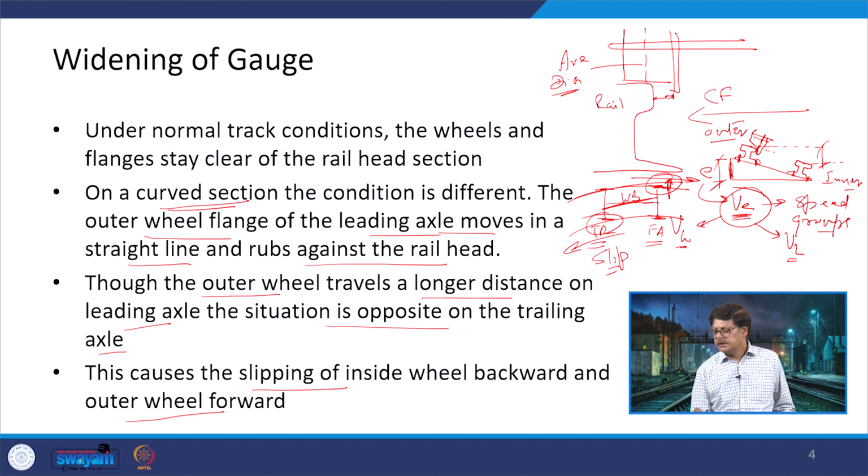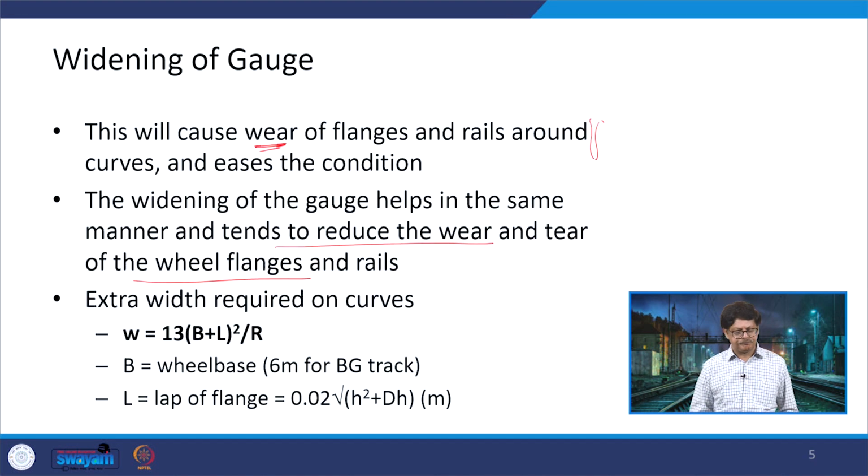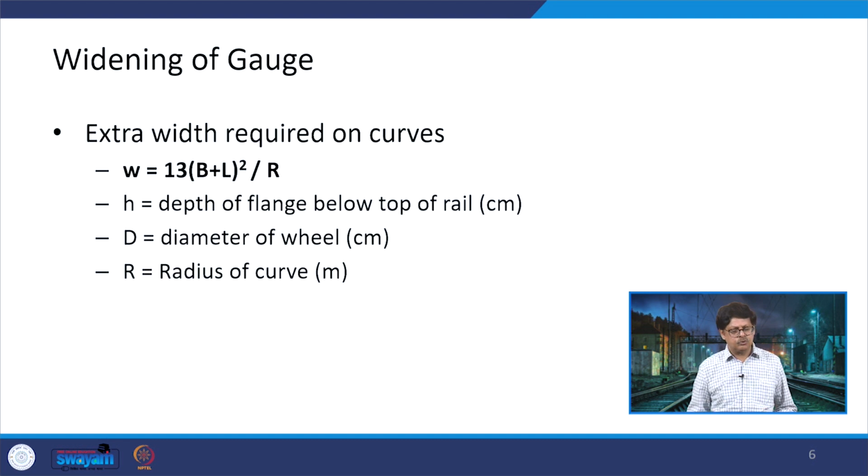So, we are saying that if we increase this, this type of situation which is appearing here will not be there. So, this extra width which is required on the curve is given by a formula here, which is 13 into (B plus L) the square of that, divided by R, where B is the wheelbase and can be taken as 6 meters for broad gauge tracks. L is the lap of the flange, how much this flange is putting a lap on the rail head, and it is calculated by a formula given here, which is 0.02 multiplied by the square root of h squared plus D h. Now, what is h, what is D? Let us look at those issues.